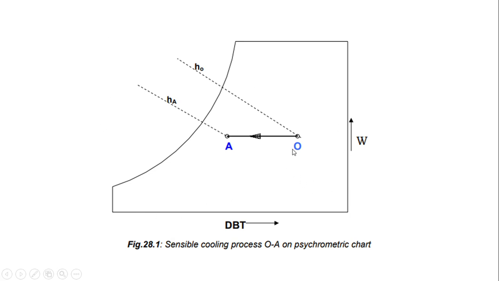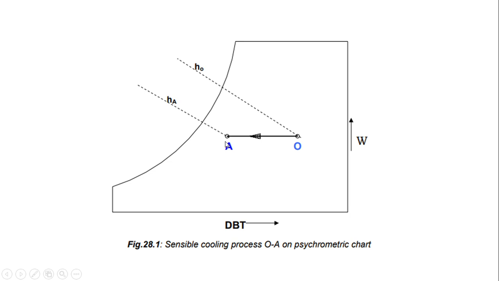In this psychrometric chart, if you see point O to A, here the dry bulb temperature will be decreasing. The enthalpy at point O will be higher than the enthalpy at point A. Okay, the enthalpy is reduced from HO to HA. So this process we call the sensible cooling process.